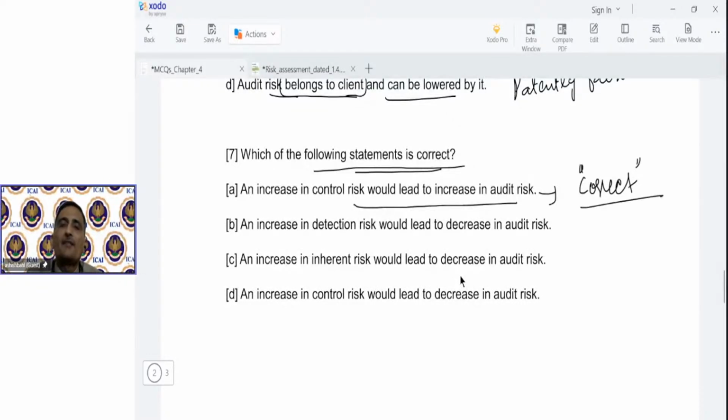Because if there is increased control risk, it means the auditor has assessed that controls are likely to be deficient. So it would lead to audit risk. There would be a greater chance of the auditor expressing an inappropriate opinion on the financial statements, because there would be a greater chance of misstatements creeping in. So all the other options are incorrect.